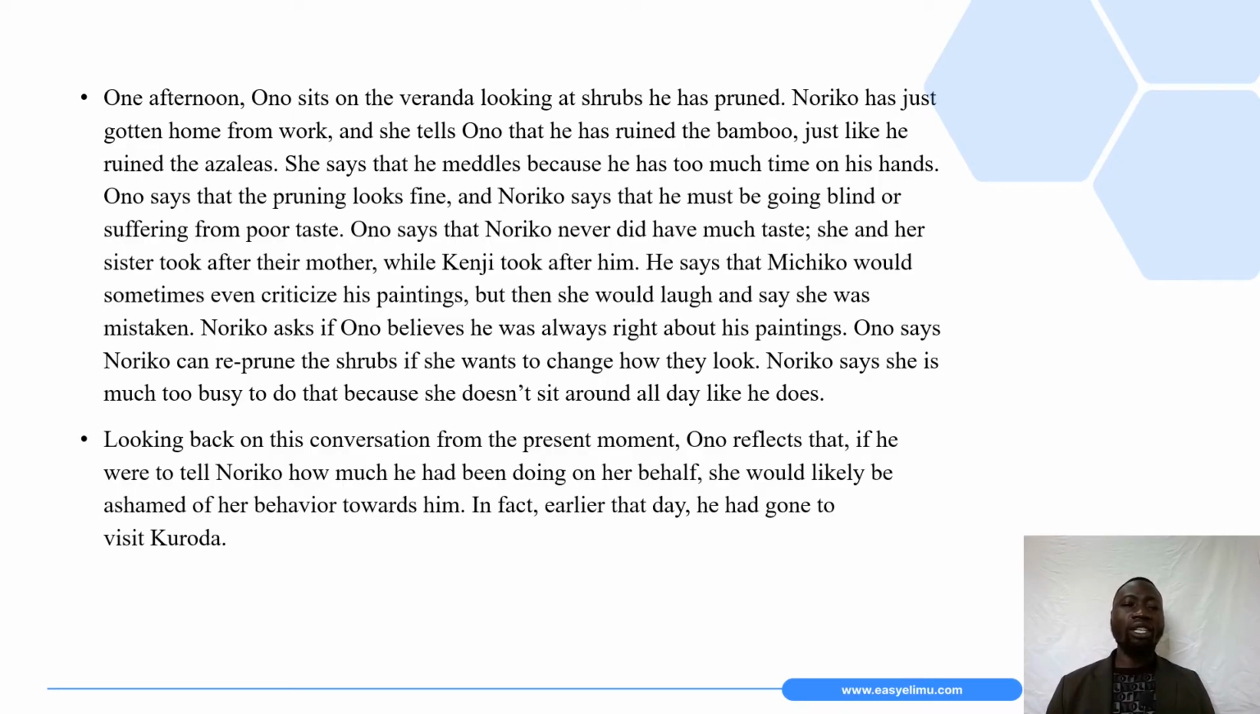So Ono says Noriko can reprune the shrubs if she wants to change how they look. Noriko answers by saying she is much too busy to do that because she doesn't sit around all day like her father does. So looking back on this conversation from the present moment, dear students, Ono reflects that if he were to tell Noriko how much he had been doing on her behalf, she would likely be ashamed of her behavior towards him. In fact, earlier that day, he had gone to visit Kuroda.